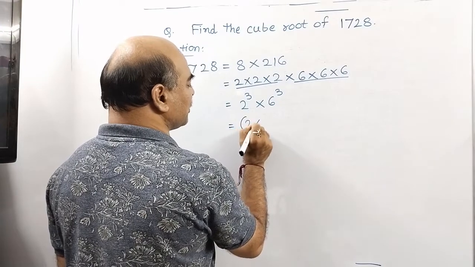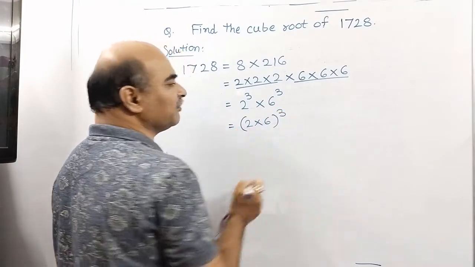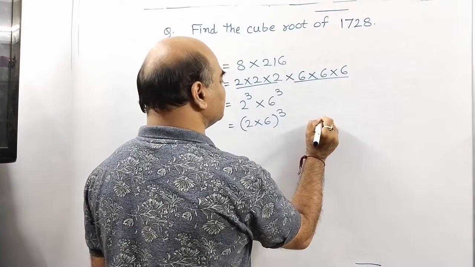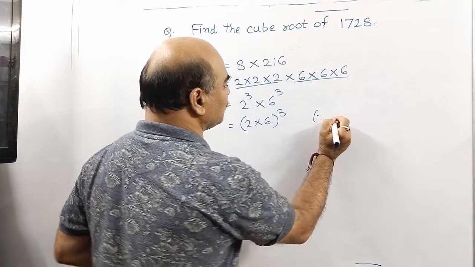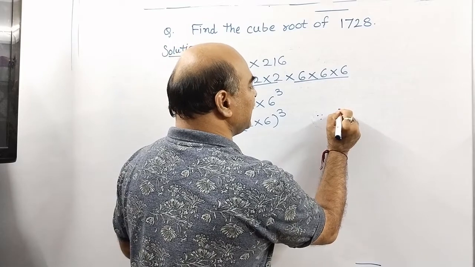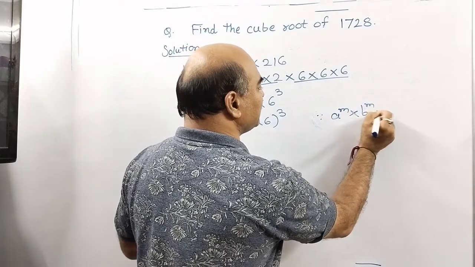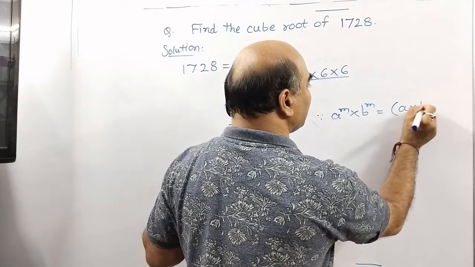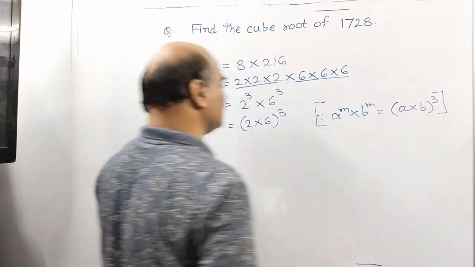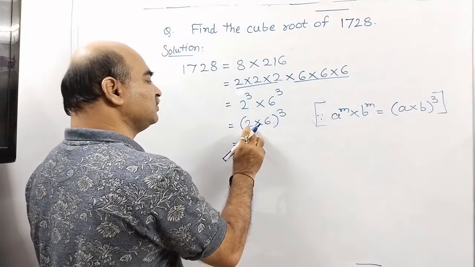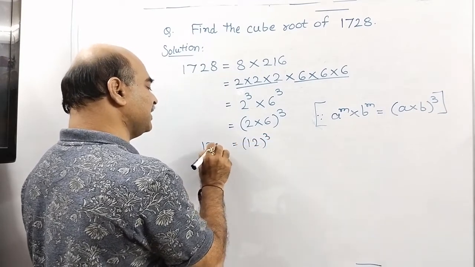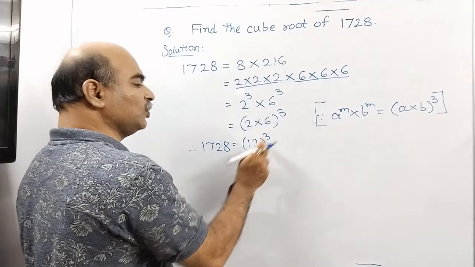So obviously we can make the product of 2 and 6 and take the cube of this product. Which rule can we use here? Here we use the rule that a raised to m into b raised to m is equal to the product of a and b raised to m. So this rule we have used here. 2 into 6 is 12. So 12's cube we got. 1728 is the cube of 12.